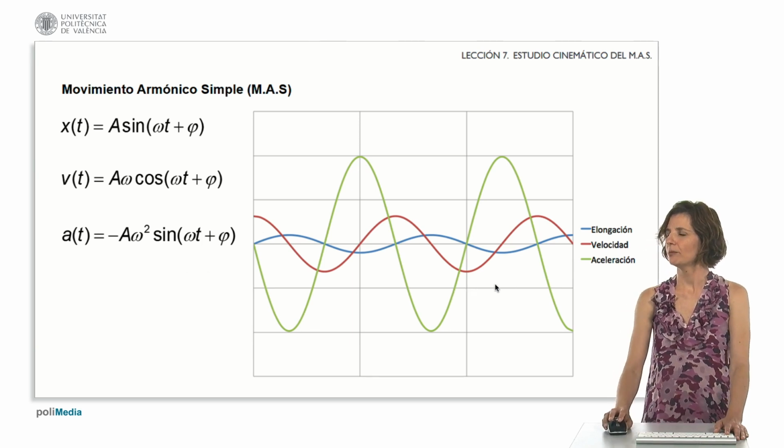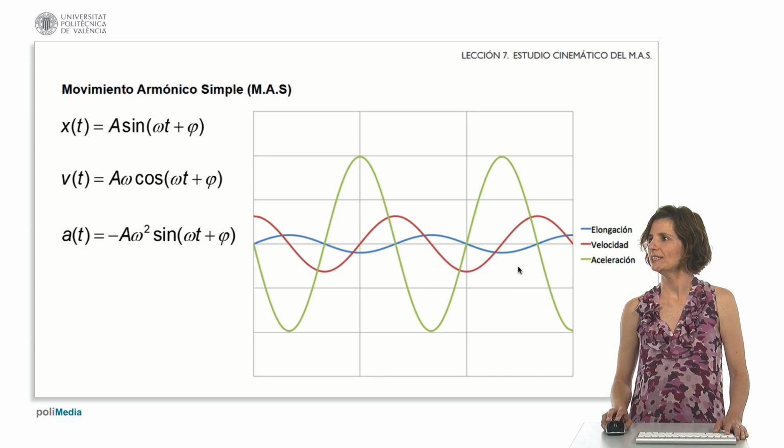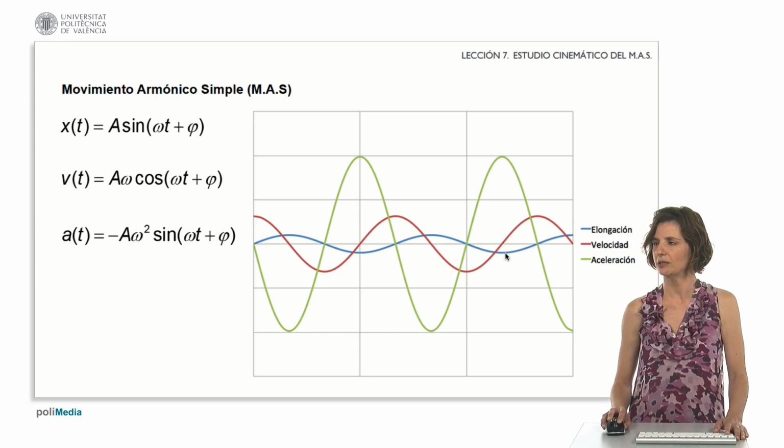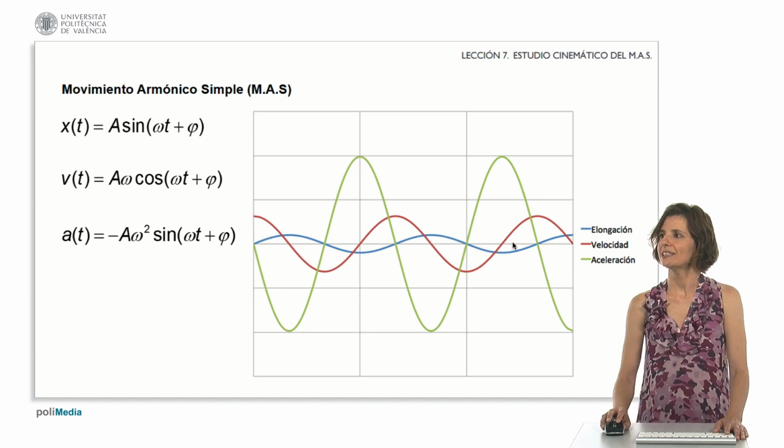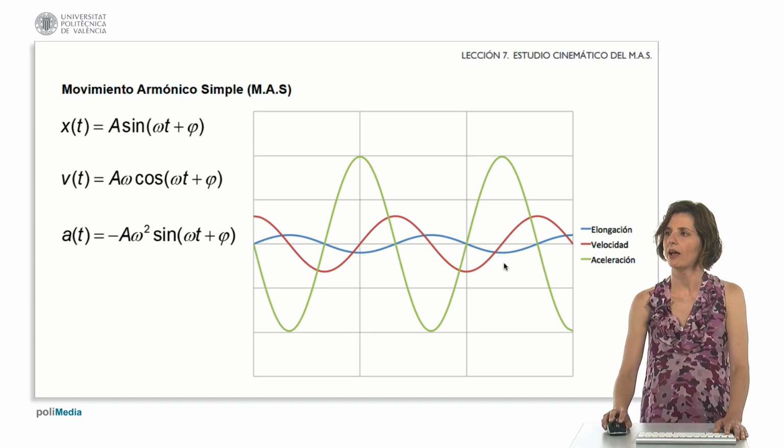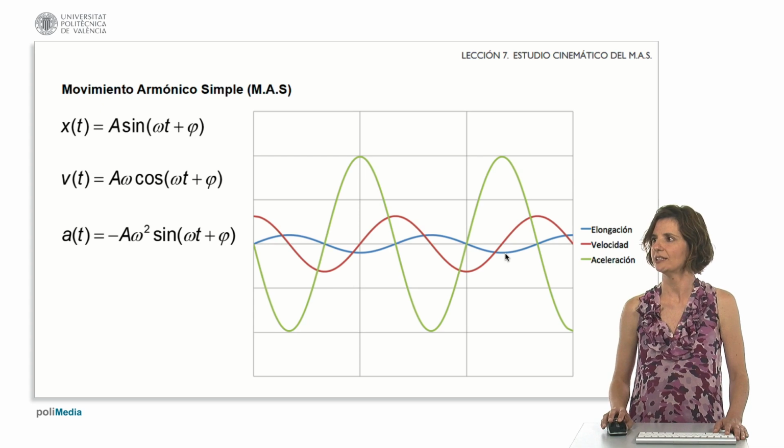We can also observe in terms of phase lags that the acceleration in green and the elongation in blue are in phase opposition. When one is maximum, the other is minimum. While the velocity is out of phase by half pi with respect to the previous ones. We see that when acceleration and elongation are zero, the velocity has either a maximum or a minimum.